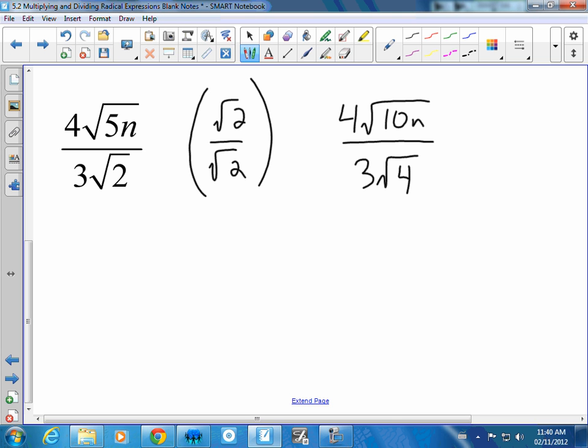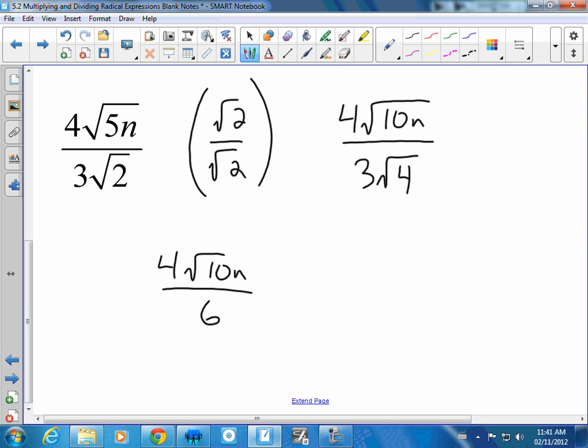In some ways, I think the multiplication and division is way easier than the addition and subtraction. That's my opinion. Okay, so let's reduce this a little further. So 4 root of 10 over, what's 3 times 2? 6. Okay. But you're not done. You can reduce this.